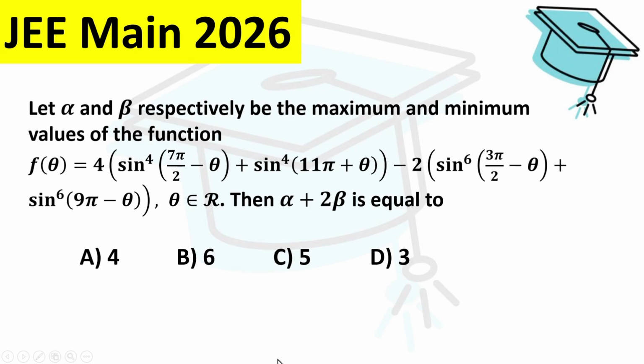This is a question picked from JEE Main 2026. Let alpha and beta respectively be the maximum and minimum values of this function. We have to find alpha plus 2 beta. So look at this function.